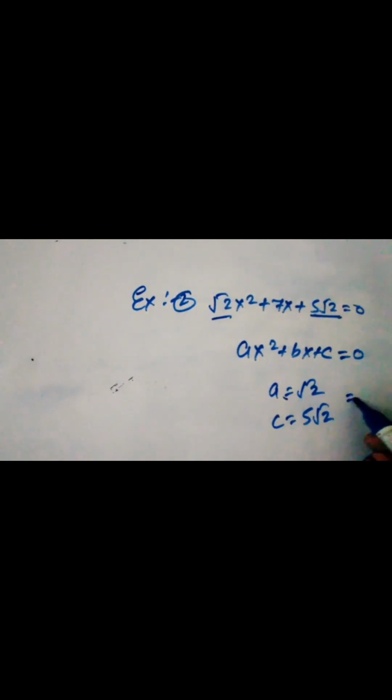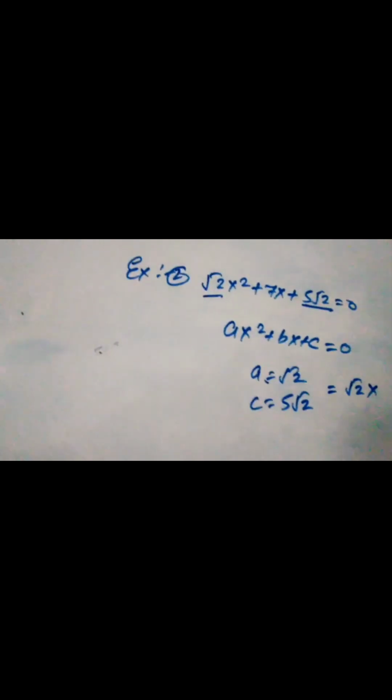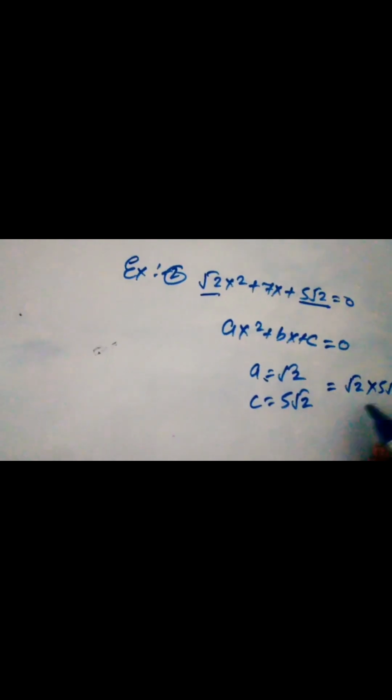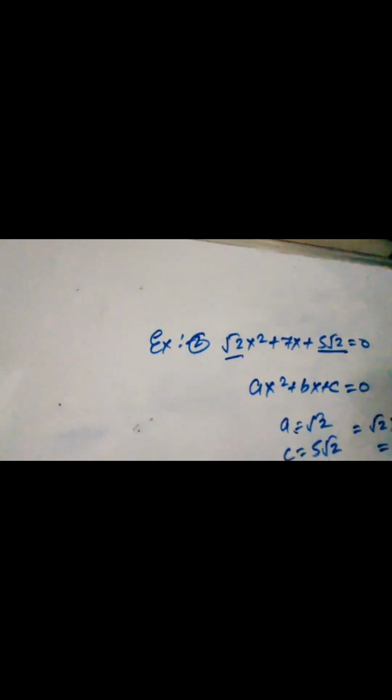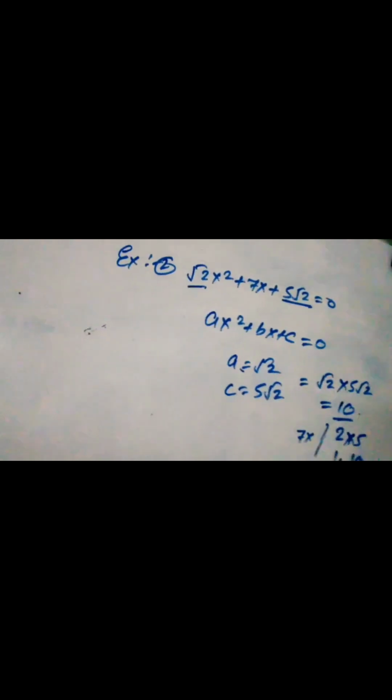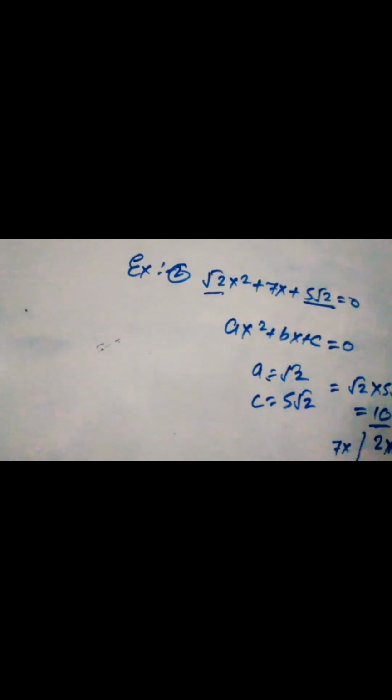If you multiply root 2 into 5 root 2, then it comes to 10. Then the middle term is 7x. Then what factors of 10 come? Either 2 and 5, or 1 into 10. If you multiply 2 into 5, then it comes 10. There are two possibilities only.